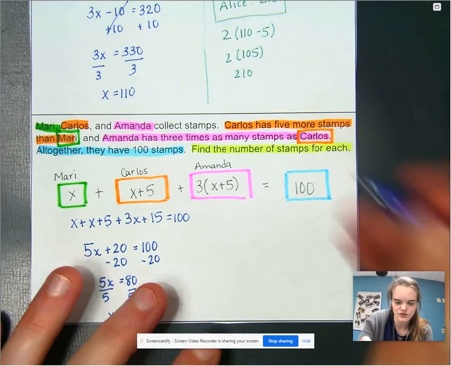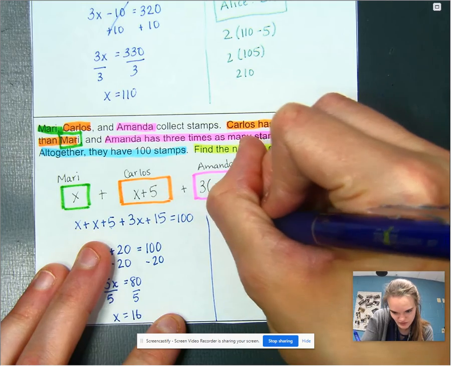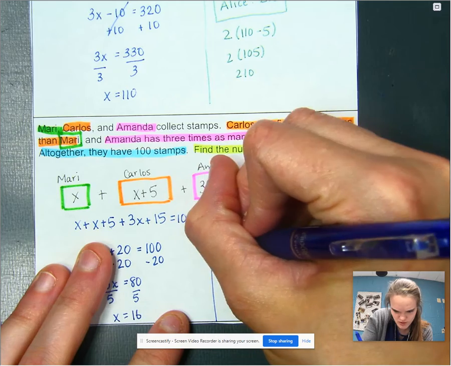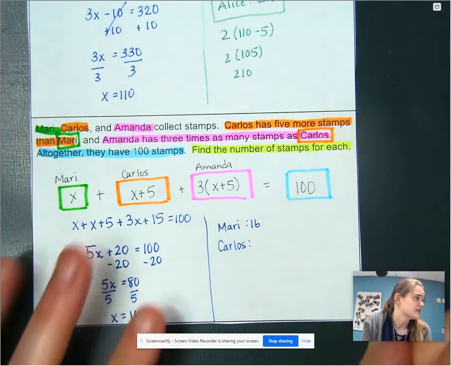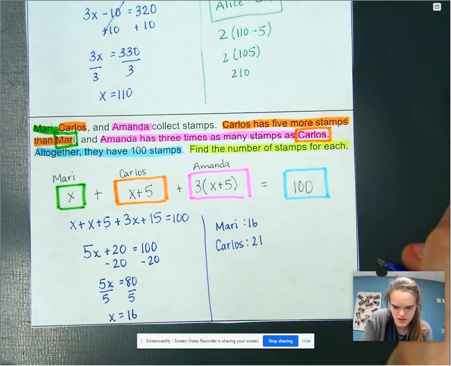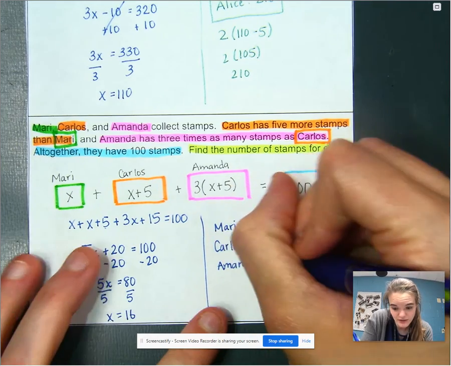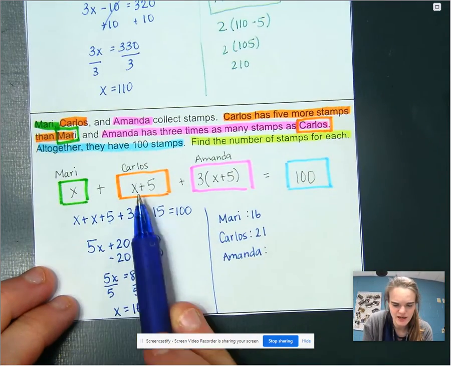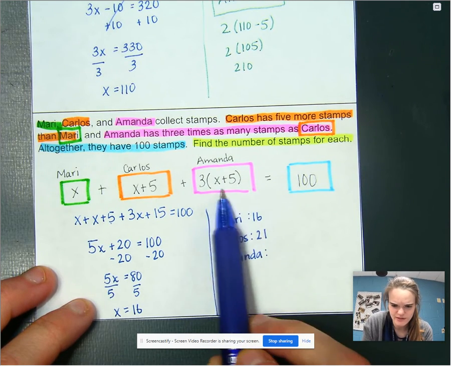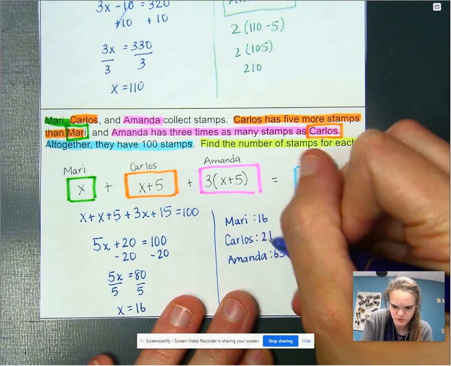Just like a minute ago, I've got to say how many each of these people have. Mary has 16. Well, Carlos has 5 more than that. So 5 more than 16. 16 plus 5 is 21. And Amanda. Now, I could be plugging these in. X is 16. X plus 5 is 21. Then x plus 5, which is 21, times 3 is 63. Or I could just do 21 times 3.